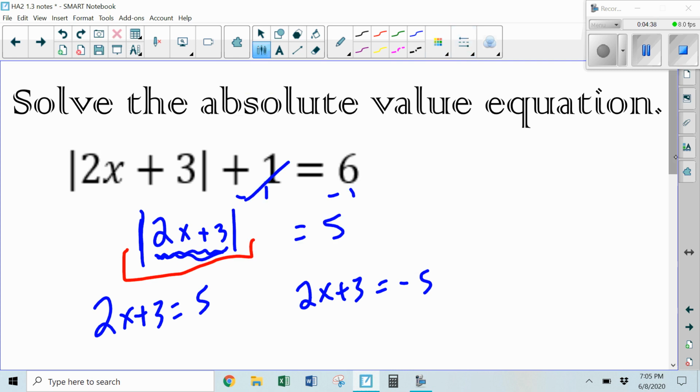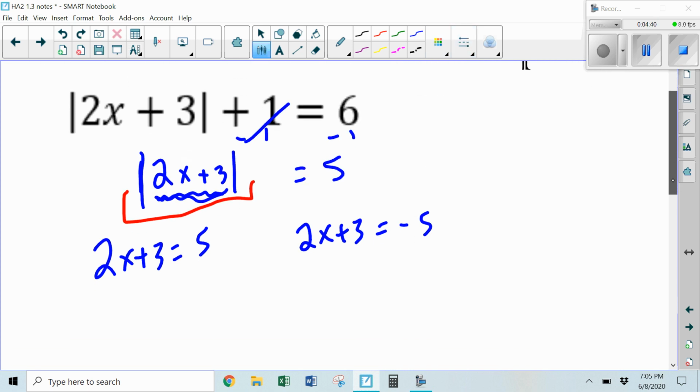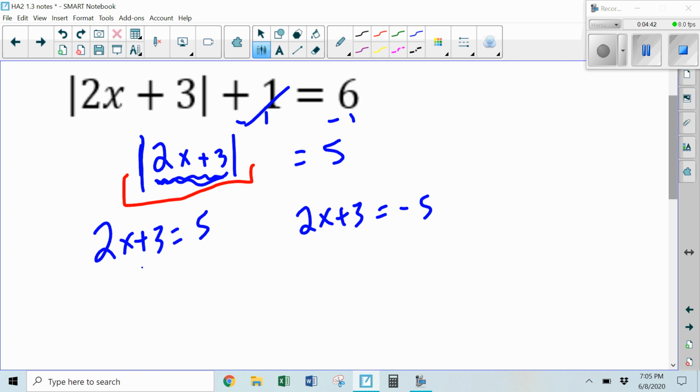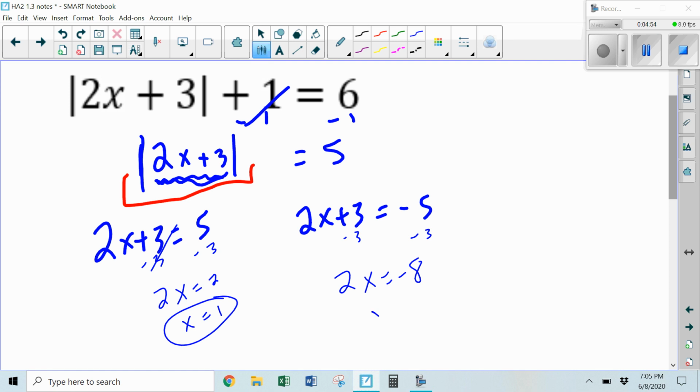From here, I just go ahead and solve these each separately. So let's go ahead and subtract 3. X is 1, subtract 3. Oh, so look at our answers. We got an answer of 1 and -4. Notice it wasn't 1 and -1 or 4 and -4.